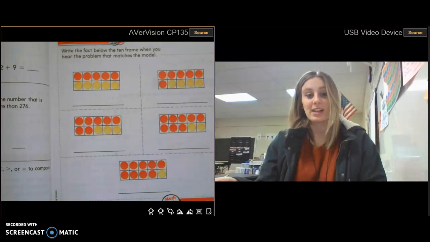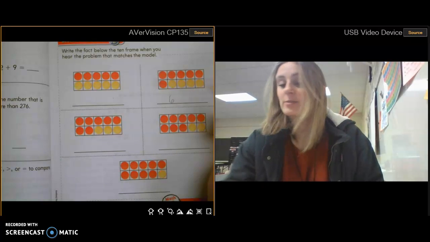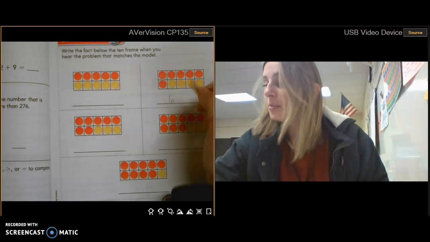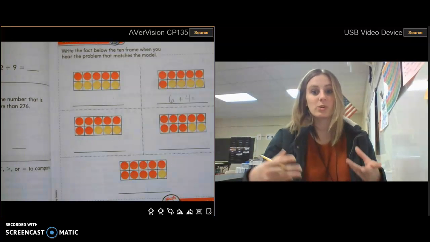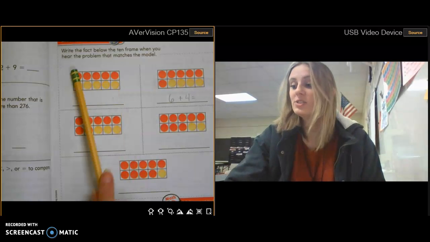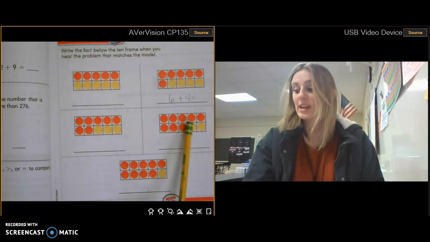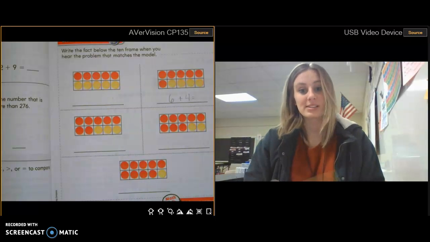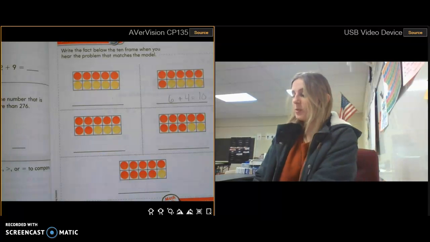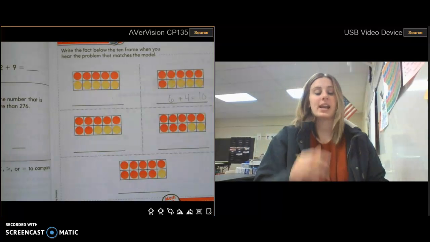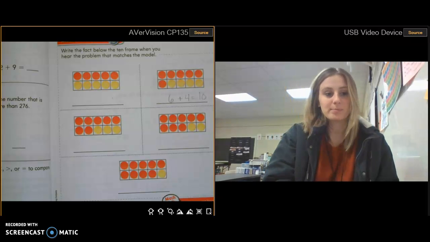So we're going to write down our number sentence. Our first number is our red counter, so 6 plus 4. And each of these problems equals 10, right? So our tens frame has 10 spaces in it. So all of these, when they are filled, equal the number 10. So 6 plus 4 equals 10. Now I'm going to read you a few different problems, and I want you to match and think about what tens frame goes with that problem.